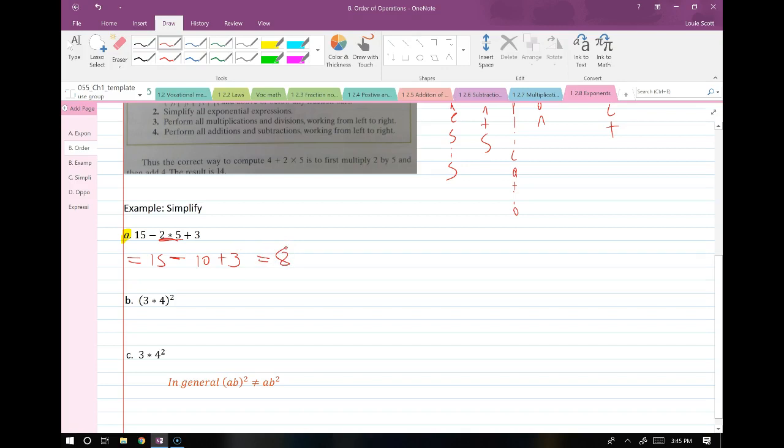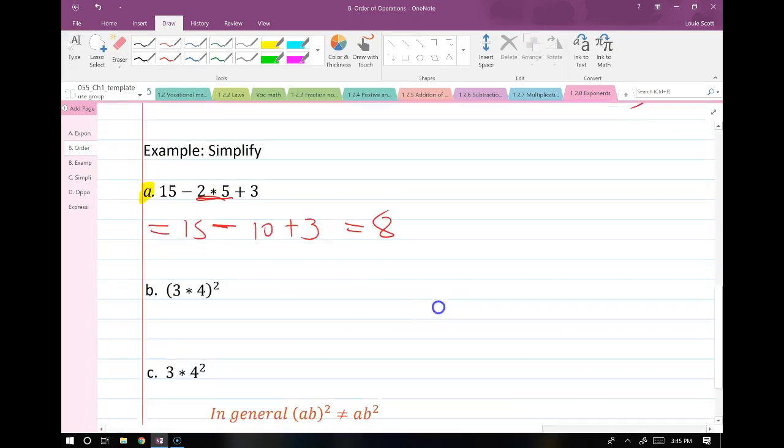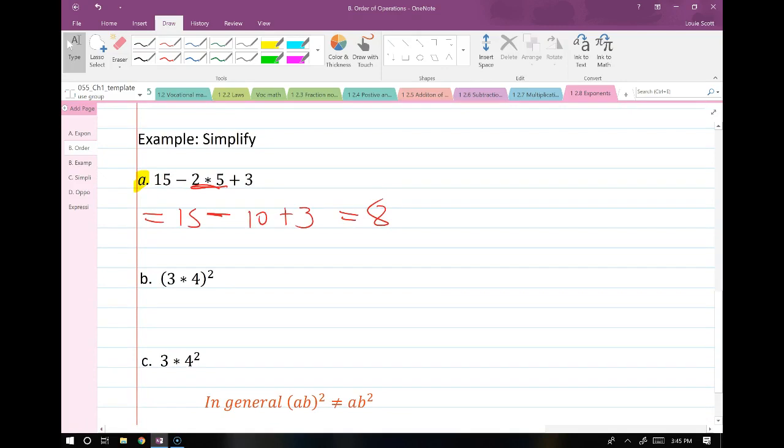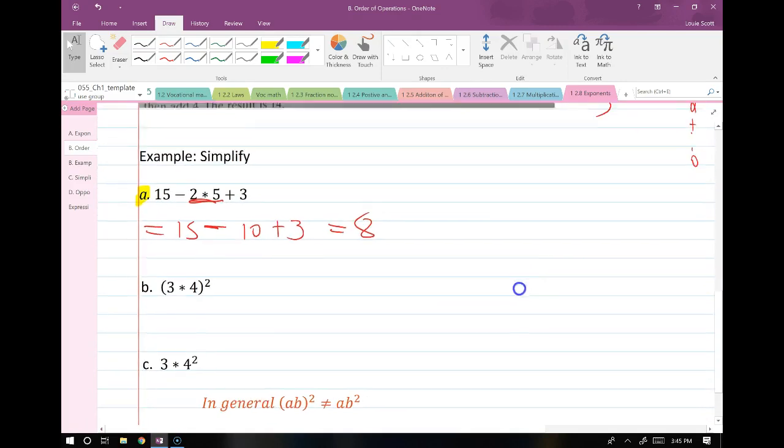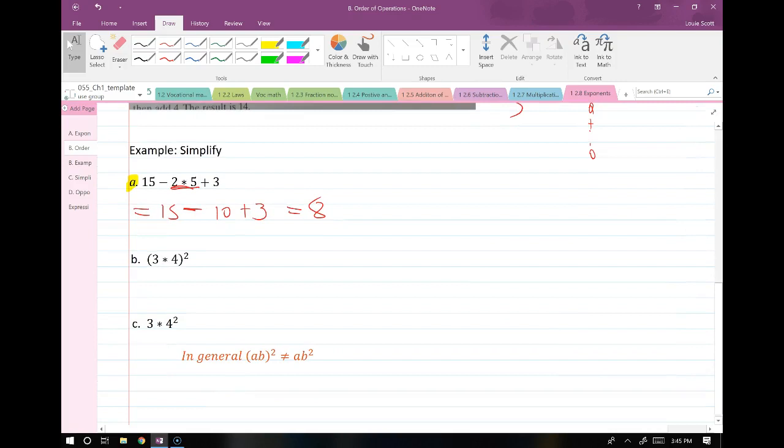Okay, so for this one, B, we have 3 times 4 in parentheses squared. So PEMDAS says handle anything in the parentheses first, right? So we go all the way into our innermost parentheses, which is our only parentheses in this problem, and we handle everything in here first before we do anything else.